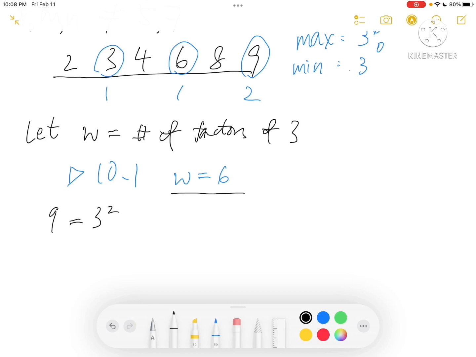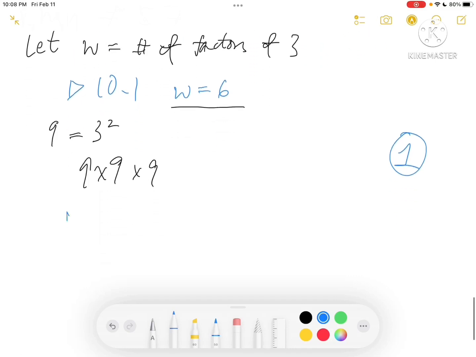So we need to have 9 times 9 times 9, because it's the only way we can achieve r, m, and n having 6 factors of 3 with only 3 numbers. So then there's only one value of r, m, and n for case 10.1, and we have case 10.2 when w is equal to 5.